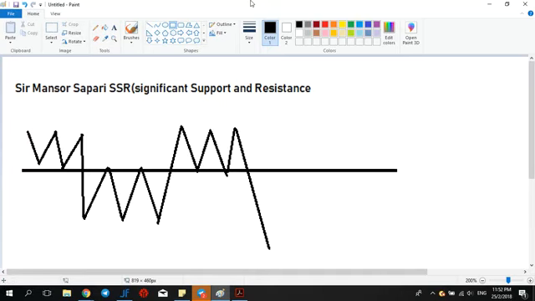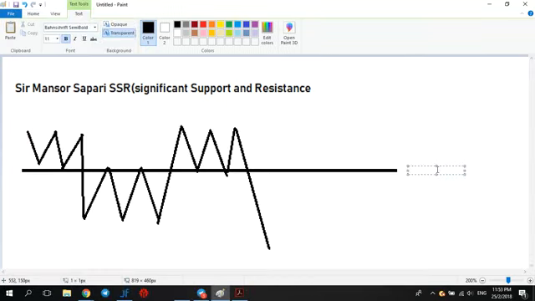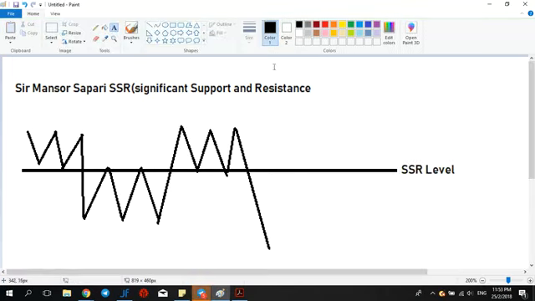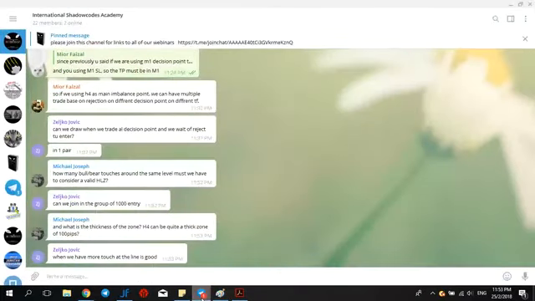So this is called the SSR level. Okay. Where there is a lot of shadow touching here. Shadow here. Shadow over here. And shadow over here. So this is called an SSR level. Right. Is there any question?